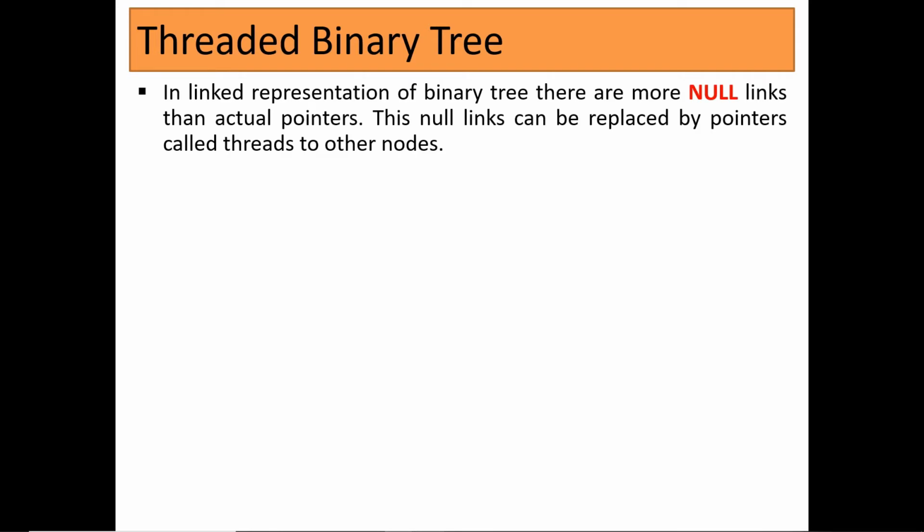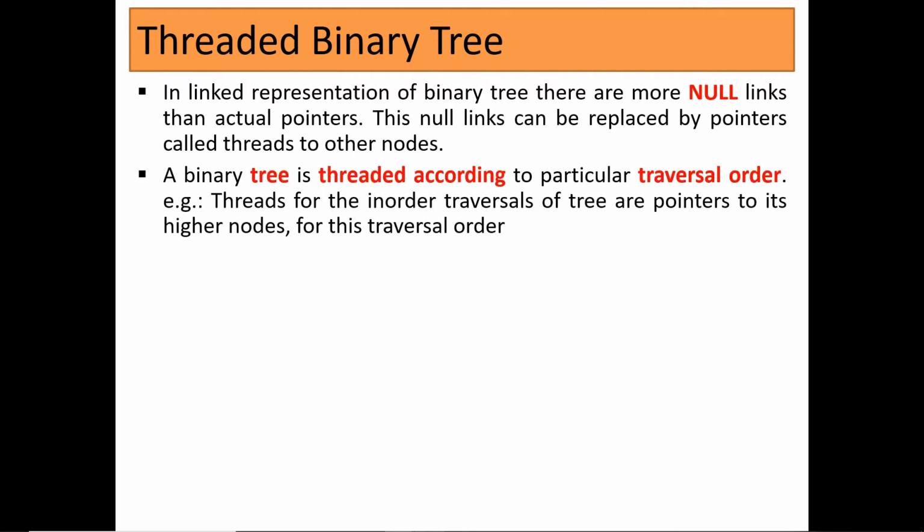In link representation of binary tree, there are more null links than actual pointers. These null links can be replaced by pointers called threads to the other nodes. Means in threaded binary tree, we have to replace all the null links with a thread. A binary tree is threaded according to a particular traversal order. For example, threads for the in-order traversal of tree are pointers to higher nodes for their traversal order.